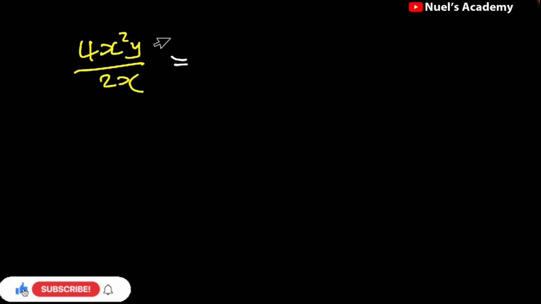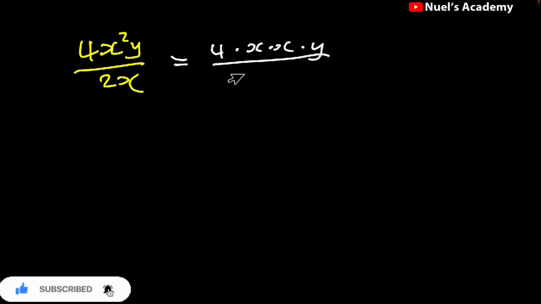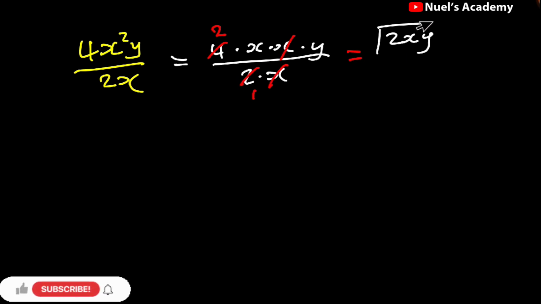We have to simplify this. So 4x squared y can be written as 4 times x times x times y over 2 times x for the purpose of understanding. So at this point, one of the x here and one of the x here will cancel. 2 divided by 2 is 1, 4 divided by 2 is 2. So at the numerator, we have 2 times x times y, which is 2xy, and then nothing is left at the denominator. So this becomes the answer to this question.